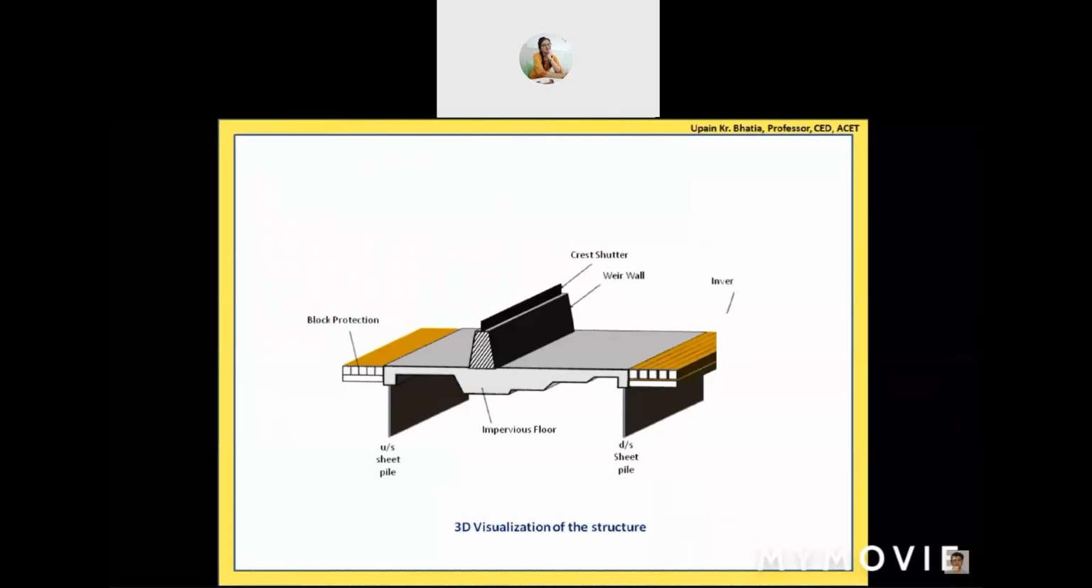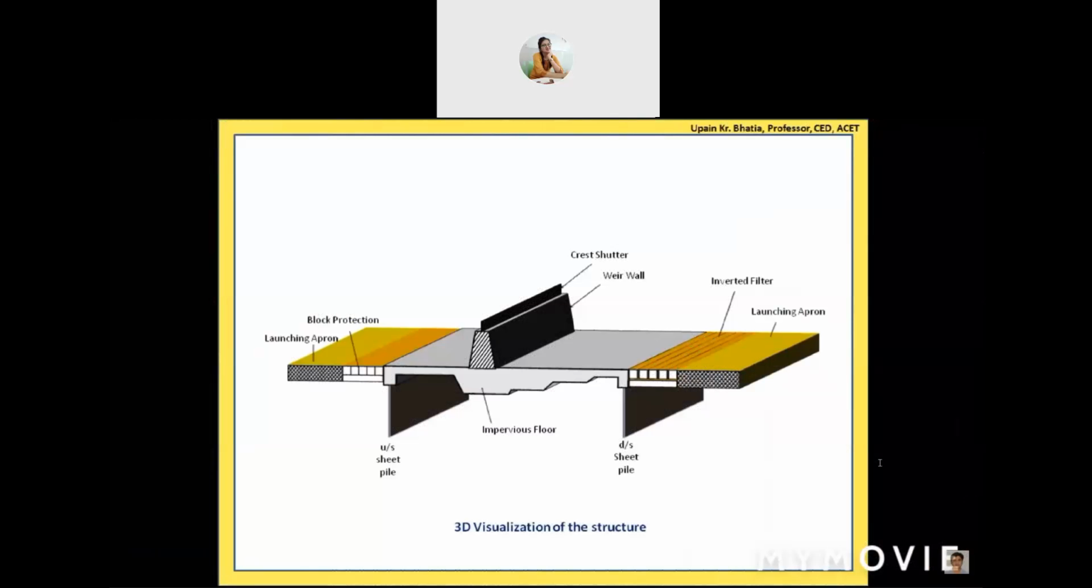Now on both of the sides, what you see is block protection on the upstream side, and inverted filter on the downstream side. So till now we have discussed the functions of every component. We are left with these launching aprons, on both of the sides. We have to discuss how they function. So this is the pond level. Up to the top of this crest shutter, what you see is water heading up to the top of this crest.